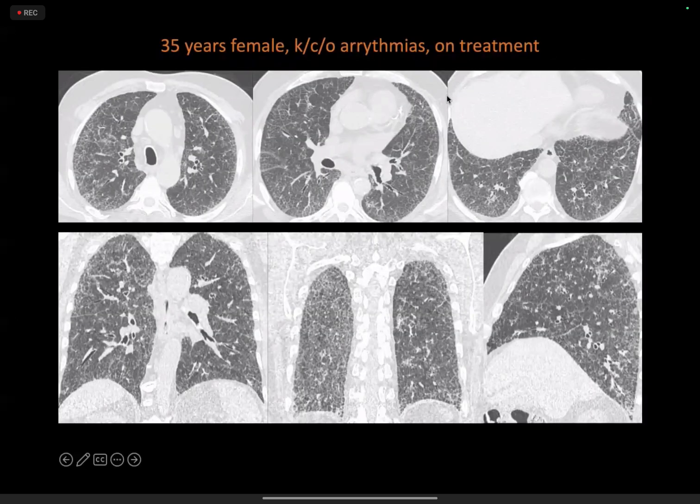So a 35-year-old female with arrhythmia, and can anybody think of a particular diagnosis, not just NSIP? We already know, but what about any specific diagnosis based on the history?